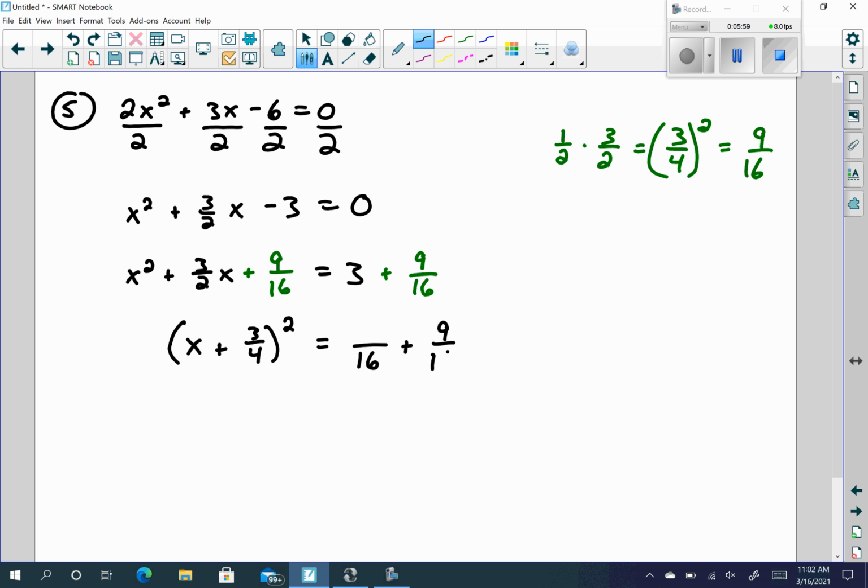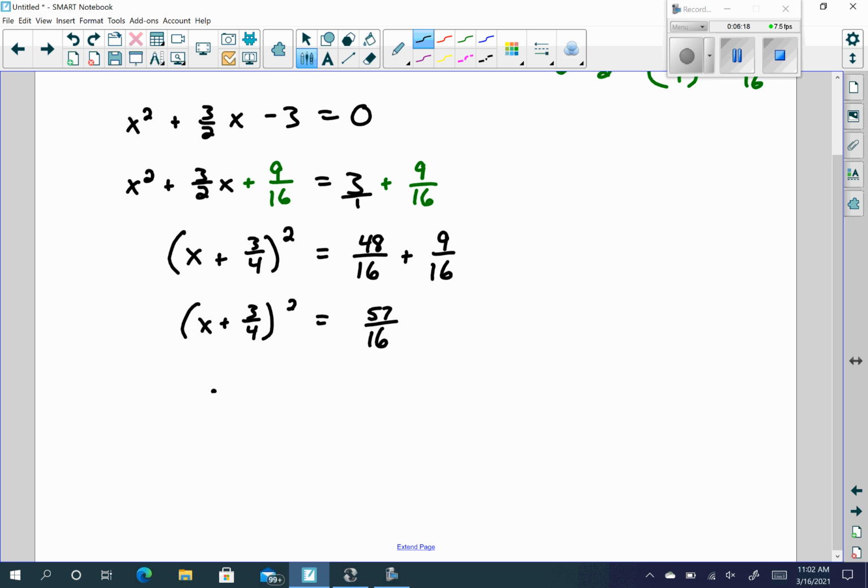Now over here, we need a common denominator of 16. The 9's going to stay the same. But if we look at this as a 3 over 1, 1 gets multiplied by 16, so 3 times 16 is 48. So we get x plus 3/4 squared. This will give us 57/16.